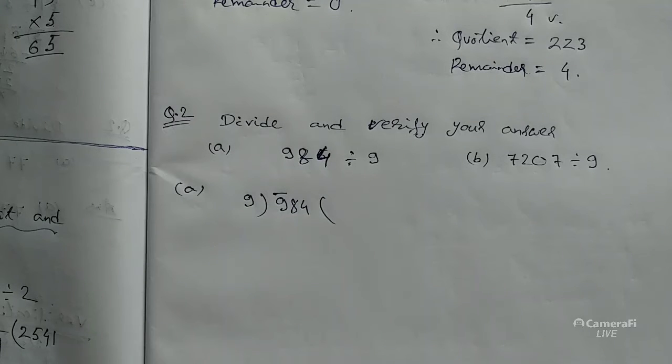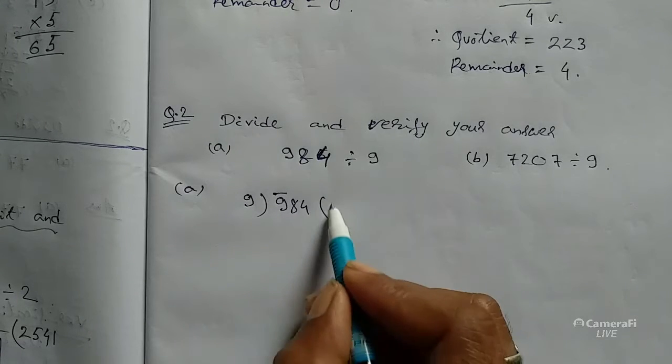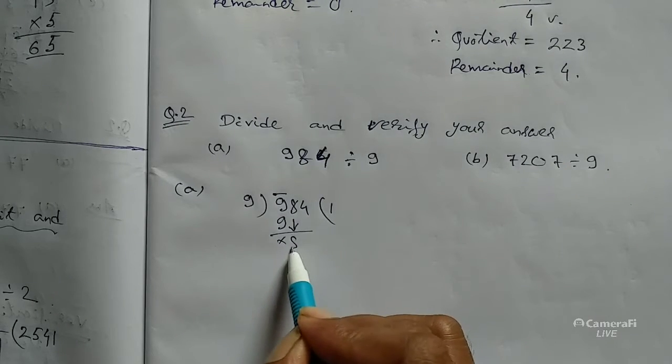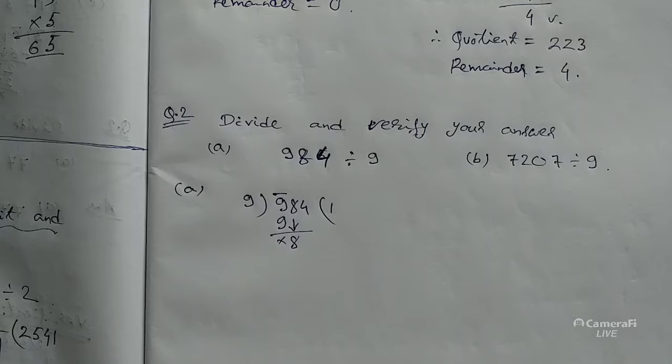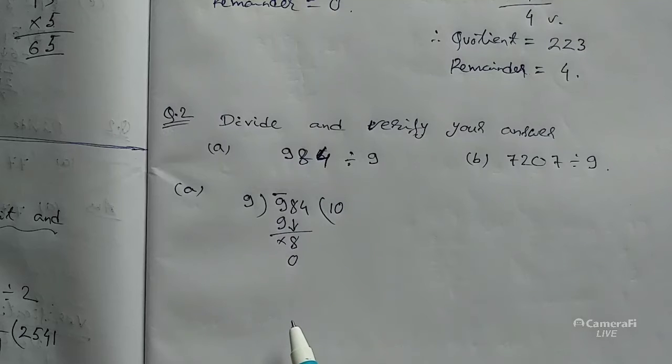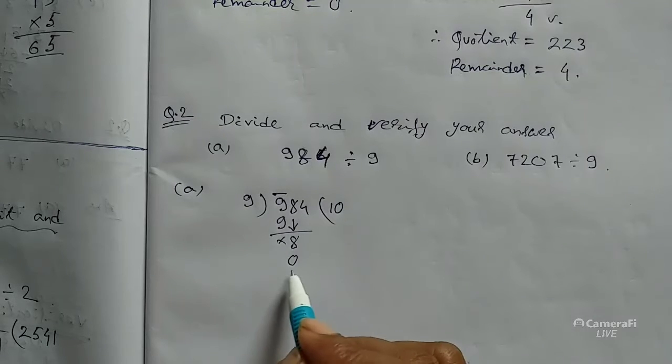Here take the first digit, 9 1 is 9. Nothing is left. Take the next digit 8. Now proceed with the table of 9 until we reach 8 or just greater than 8. But 9 1 is 9, which is greater than 8. So which number should we take to multiply 9 so that we get a number less than 8? We should take 0. 9 multiply 0 equal to 0.